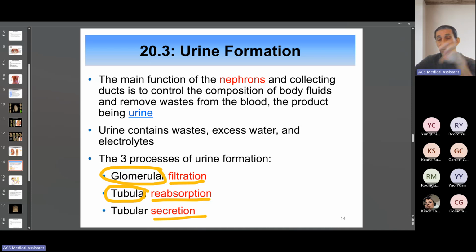Remember the small intestine and the large intestine. They are different. They have different functions. Well, the same here. Tubules are going to have the process of reabsorption, and tubules are going to have the function of secretion. Just like the small intestine has absorption, but here it's called reabsorption. The large intestine has excretion, but here it's going to be secretion.